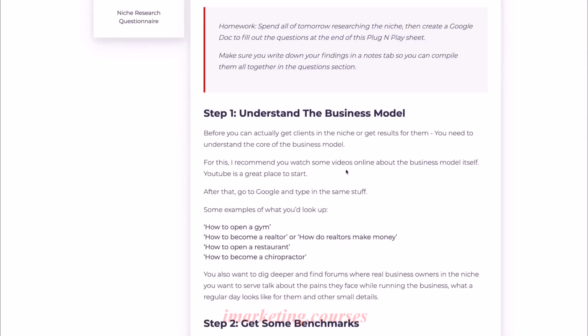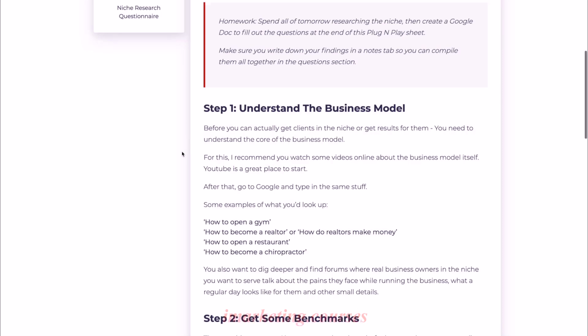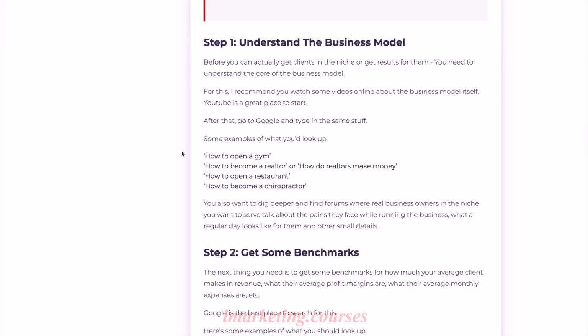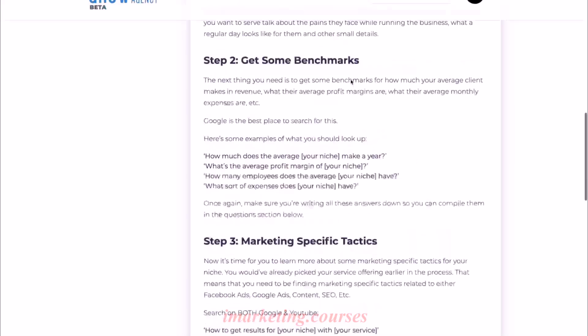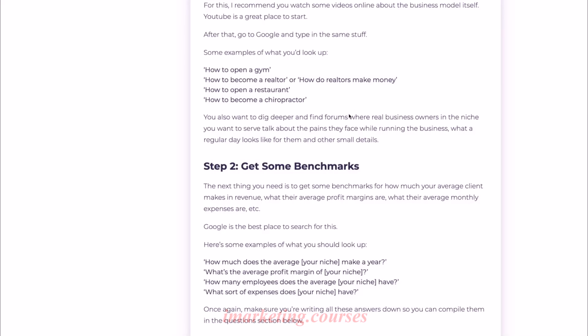Step number 1, understand the business model. Before you can actually get clients in the niche or get results for them, you need to understand the core of their business model. For this, I recommend you watch some videos online about the business model itself. YouTube is a great place to start. So things you might look up: how to open a gym, how to become a realtor, how do realtors make money, how to open up a restaurant, how to become a chiropractor. You need to understand what process they went through to end up in this industry, in this business. What did they have to face in order to get where they are today?